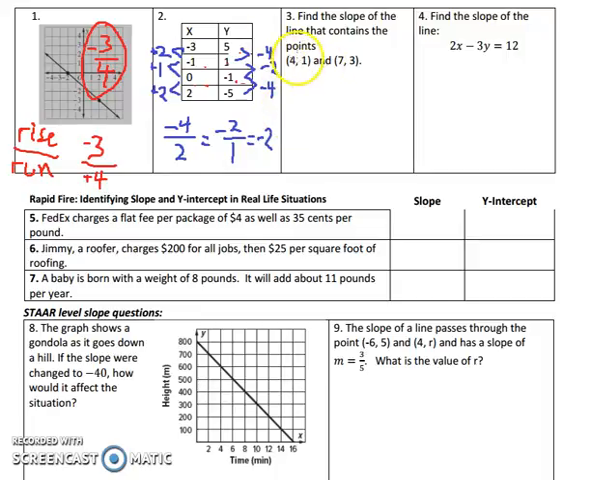Okay, number 3. This uses that formula that's on your right on the board. So you have x1, y1, x2, y2. Then you can just run through this equation. 3 minus 1 over 7 minus 4. So that's going to be 2 over 3. That's the slope.